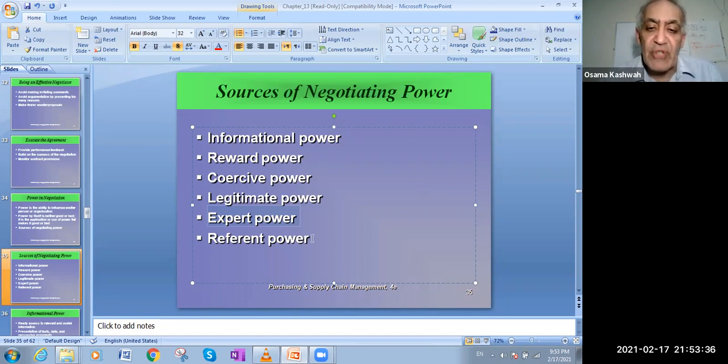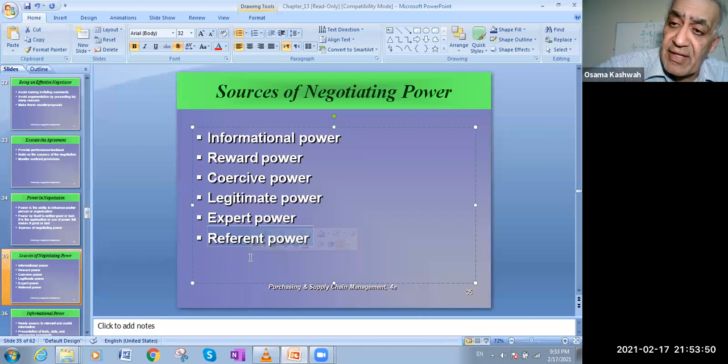Reference power also, because if you have references, this is power. As an example, if you are applying for a job and you have reference letters, those reference letters will make the interviewer, suppose it's a kind of negotiation, convinced when he sees these references. The negotiation at the end is a kind of convincing the other party to do what you want. This is in simple terms what we mean by negotiation.